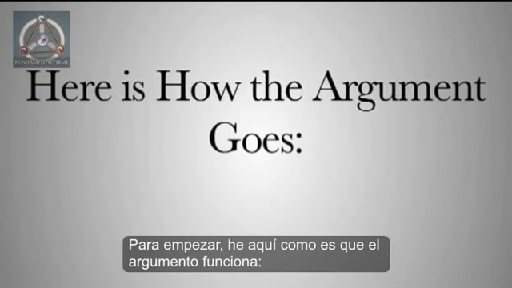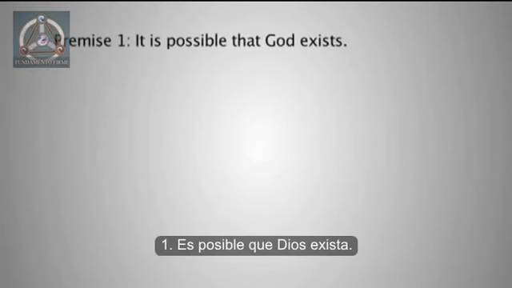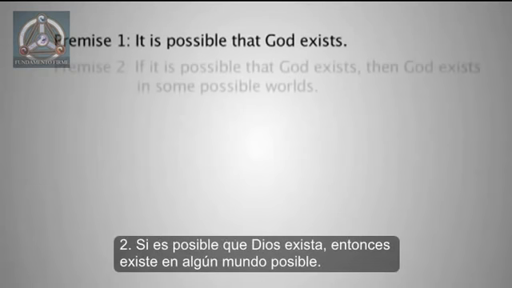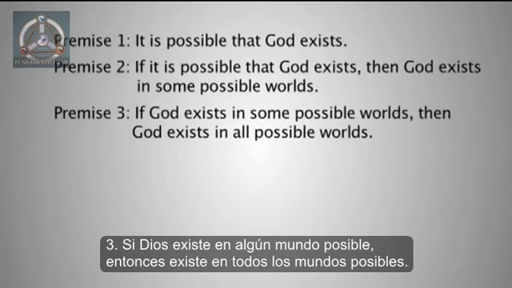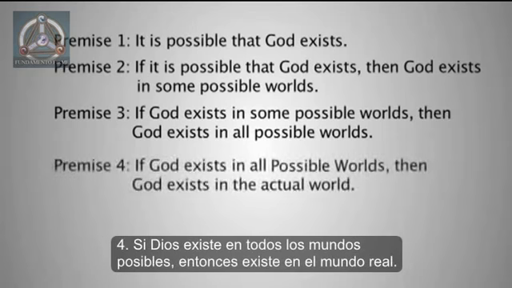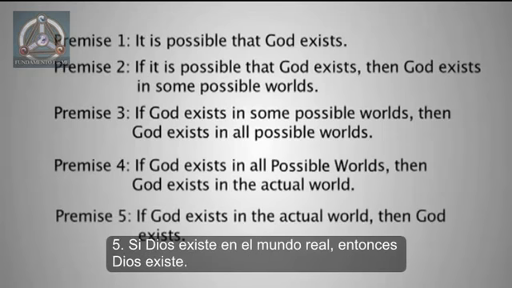To start, here's how the modal ontological argument works. Premise 1. It is possible that God exists. Premise 2. If it is possible that God exists, then God exists in some possible worlds. Premise 3. If God exists in some possible worlds, then God exists in all possible worlds. Premise 4. If God exists in all possible worlds, then God exists in the actual world. And premise 5. If God exists in the actual world, then God exists.